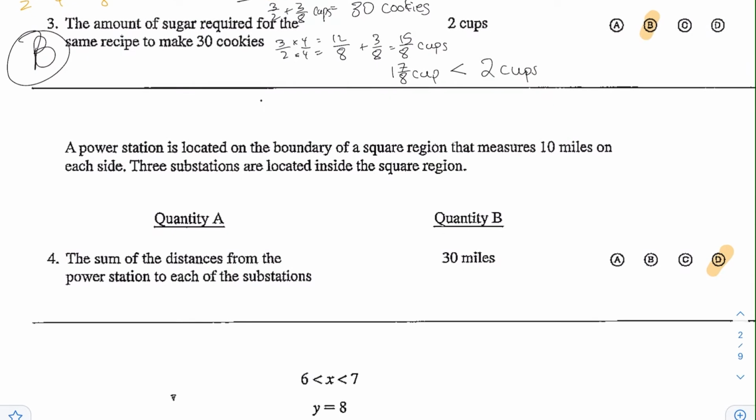Next for number 4, a power station is located on the boundary of a square region that measures 10 miles on each side. 3 substations are located inside the square region. For quantity A, the sum of the distances from the power station to each of the 3 substations versus 30 miles. So here you have a square that's 10 miles on each side. And a power station is located somewhere in here.